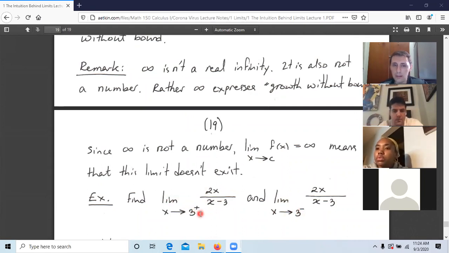In other words, to the right of 3, moving from the right of 3 towards 3, or from the left of 3 towards 3. Do we have to graph it? No, you can if you want to, but what I really want is for you to predict what the limit is going to equal.